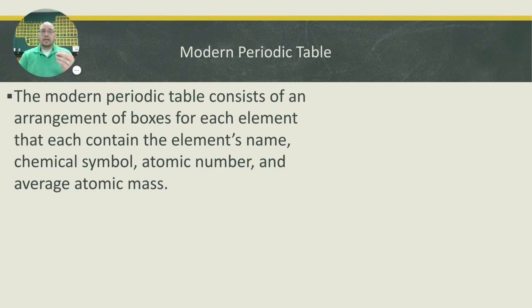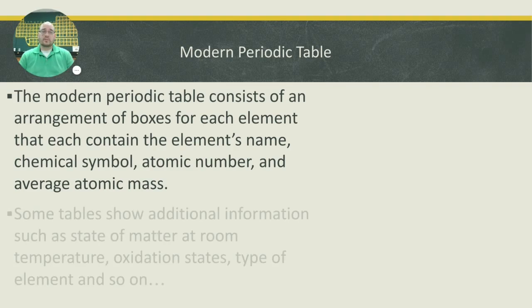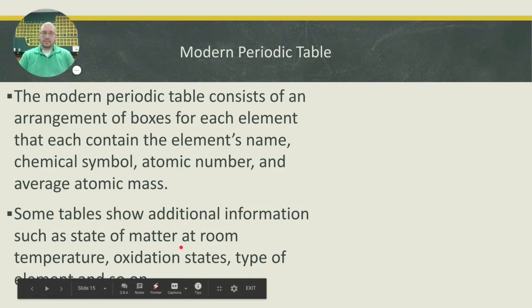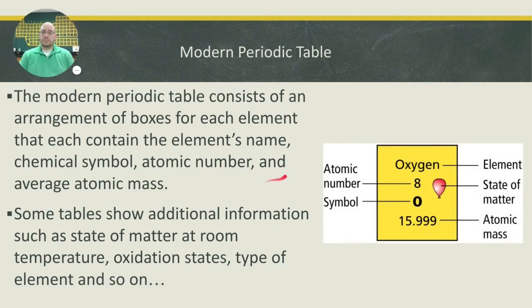Now, most all periodic tables will have all of this information. Some periodic tables have additional information that is not one of those things, but pretty much all periodic tables are going to have the name, symbol, atomic number, and atomic mass. And some of them would show you state of matter at room temperature, oxidation states, type of element, and so on. So this is generally what your standard square on the periodic table looks like.